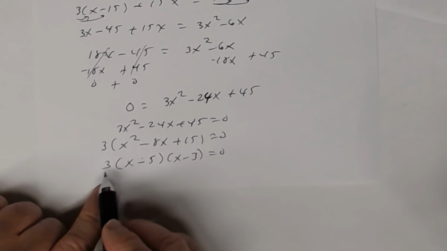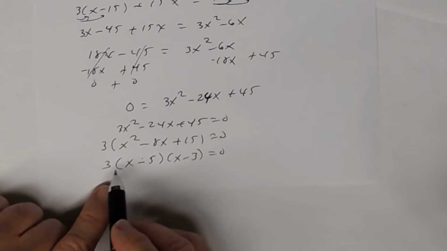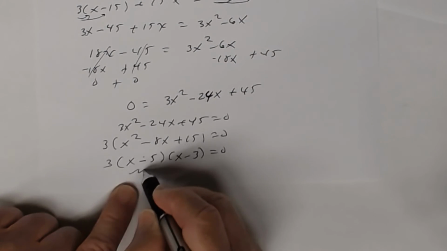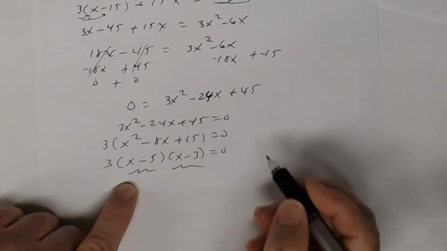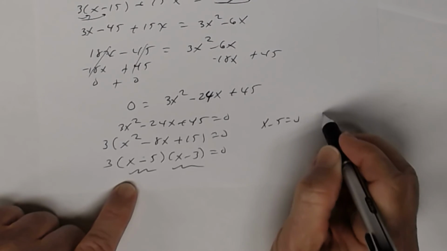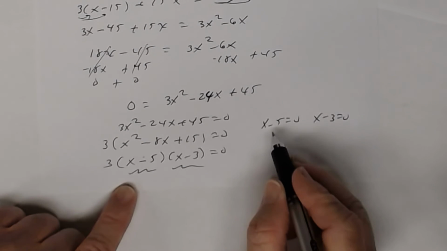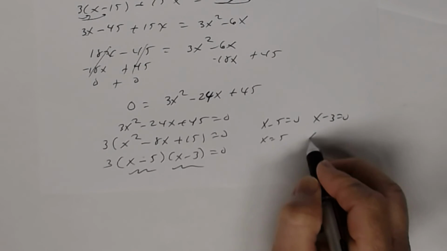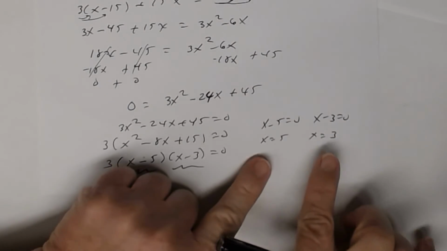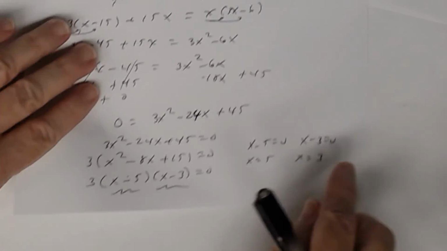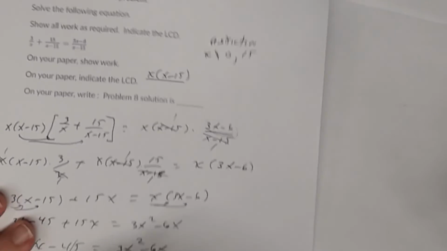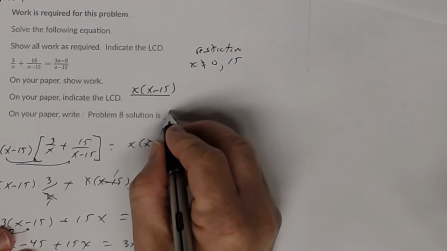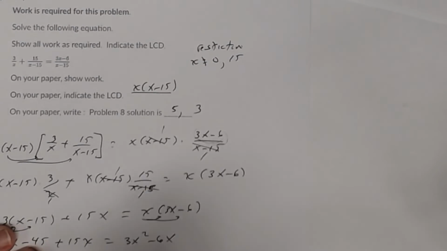So 3 does not have a variable x in it. So if this product is 0, then it has to come from either this one or this one, right? So I get x minus 5 equals 0, x minus 3 equals 0. And notice I'm solving these two linear equations. So I get x to be 5, x to be 3. And notice 5 and 3 are both not a restriction. So therefore, those are both your solutions. So my solutions are 5 and 3.